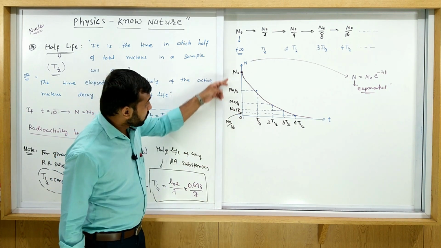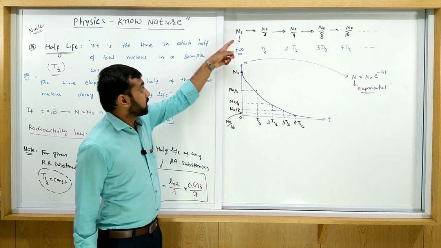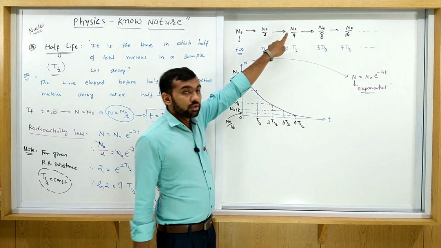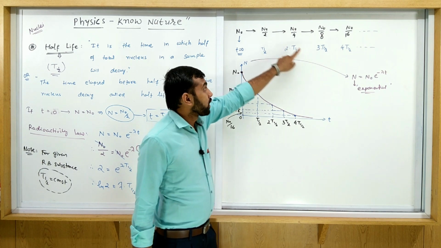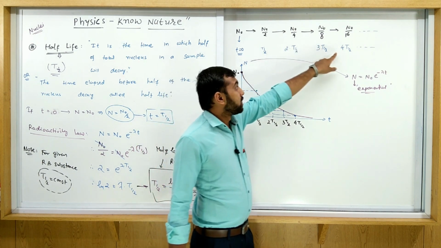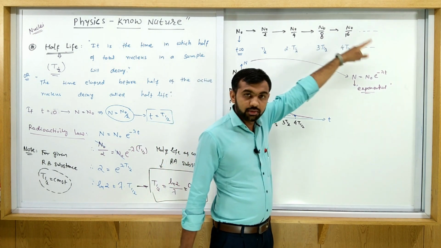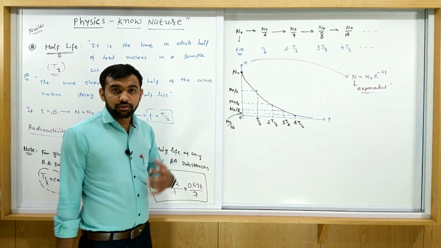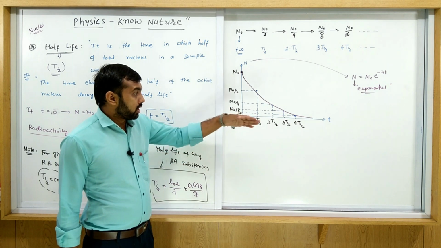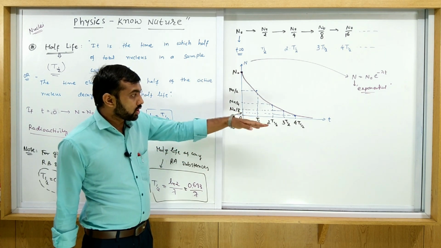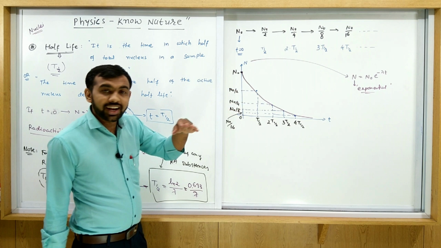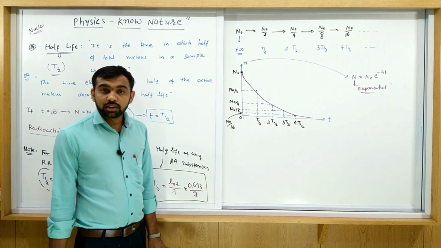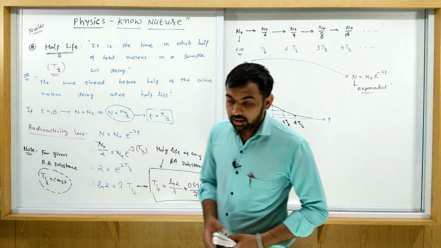You must understand this properly. After 1 half life, half the nuclei remain; 2 half lives, one-fourth; 3 half lives, one-eighth; 4 half lives, one-sixteenth; 5 half lives, one-thirty-second. Approximately in 5 half lives, more than 95% of the total nuclei have already decayed. This is quite an important thing you must note here.